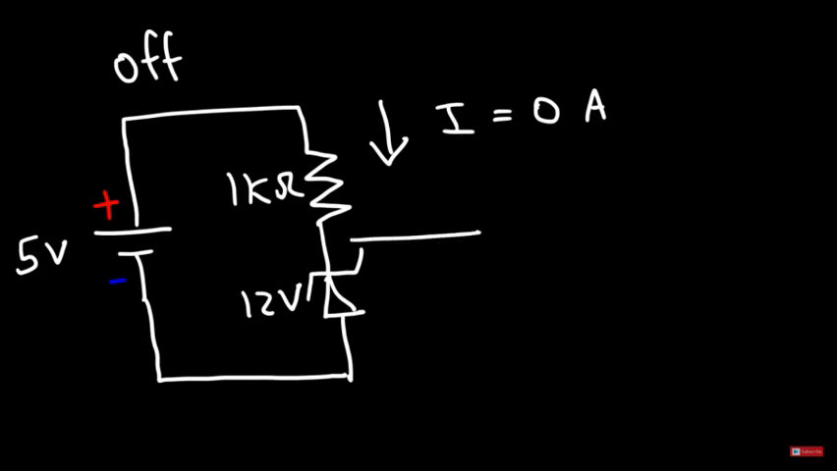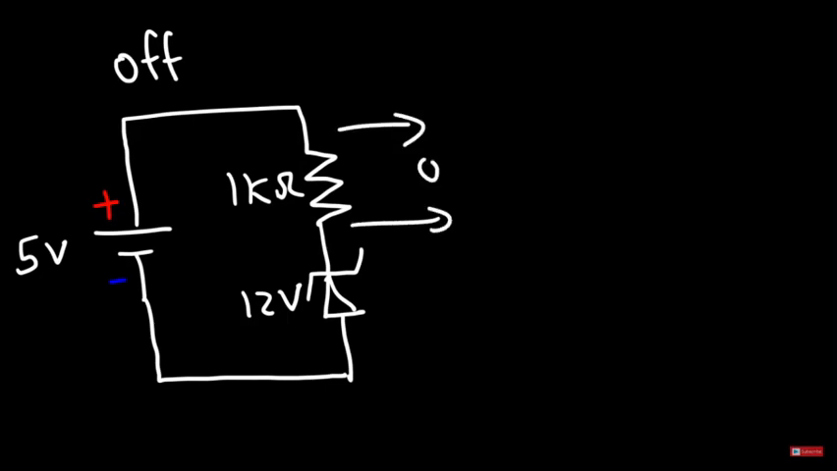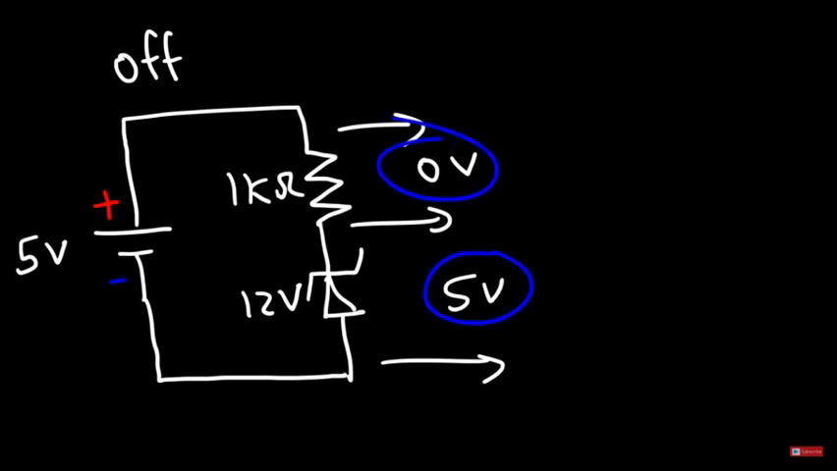Now let's say we connect a voltmeter across the Zener diode. What voltage will it read? Because there's no current flowing in the circuit, the voltage across the resistor is 0 volts. So the voltage across the Zener diode that will be picked up by a voltmeter will be the same as the voltage of the battery. It will be 5 volts, because these two have to add up to 5.